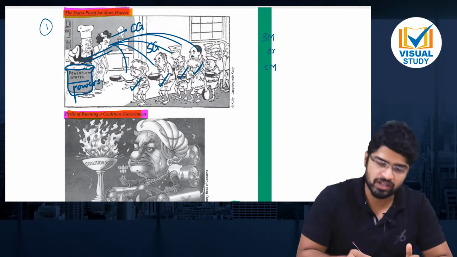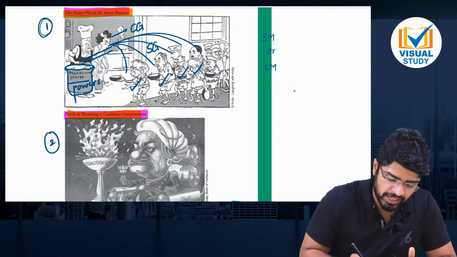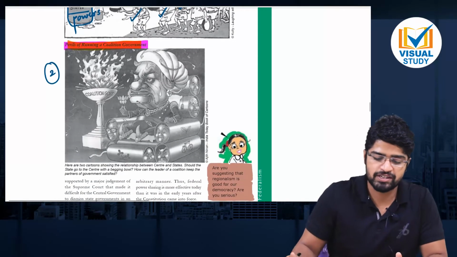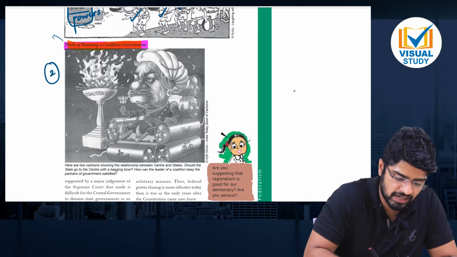The next picture represents, the first picture is this, the next picture represents the perils of running a coalition government. Please, guys, understand this very well. What is the meaning of perils? Perils means disadvantages.